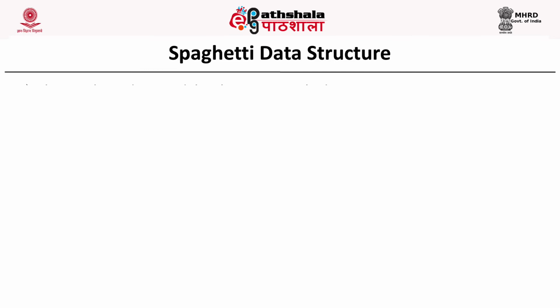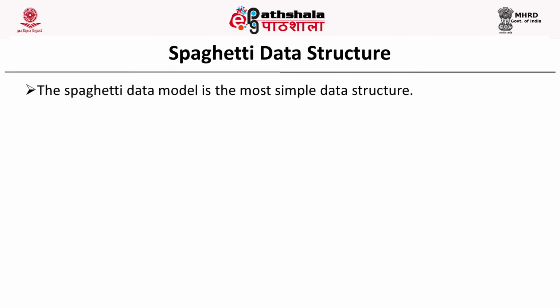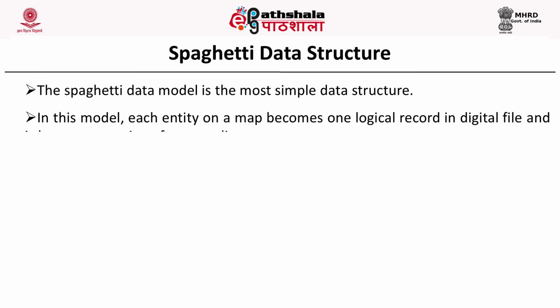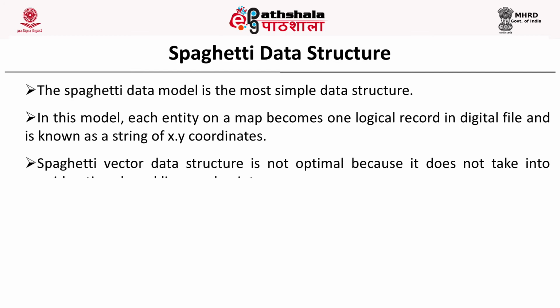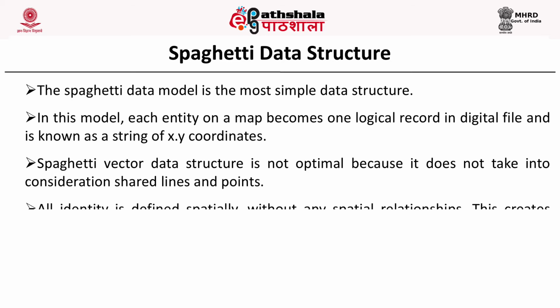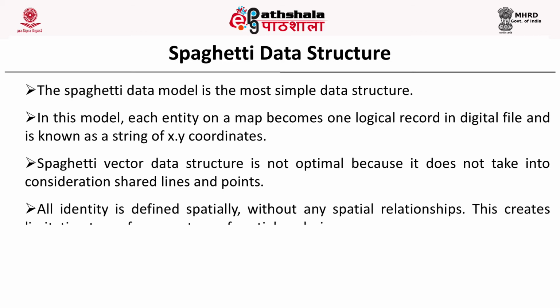The spaghetti data model is the most simple data structure. In this model, each entity on a map becomes one logical record in a digital file and is known as a string of XY coordinates. The spaghetti vector data structure is not optimal because it does not take into consideration shared lines and points. All identity is defined spatially without any spatial relationships.